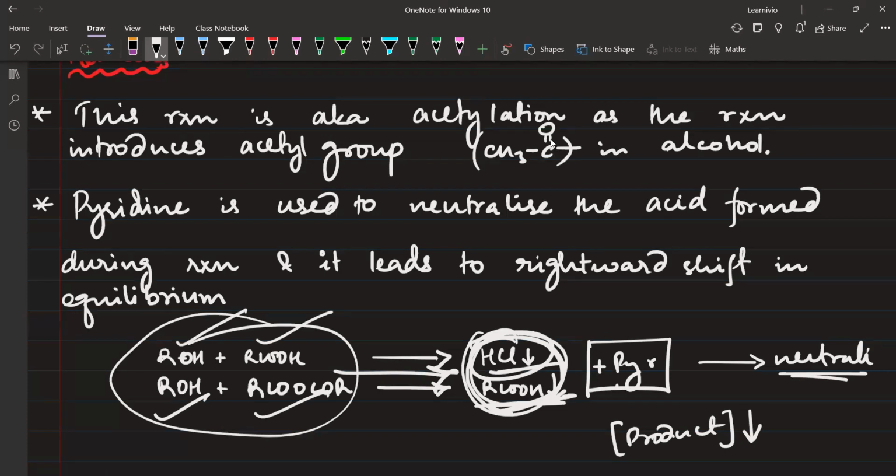So what will the system try to do? The system will try to increase the amount of product, and that will happen. If I increase the amount of product, that means the reaction is moving in the rightward direction. Does that make sense now? Yes or no, please tell me.